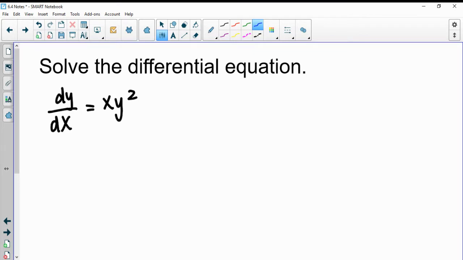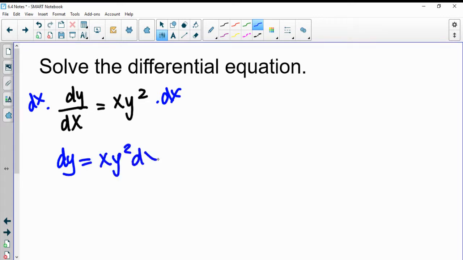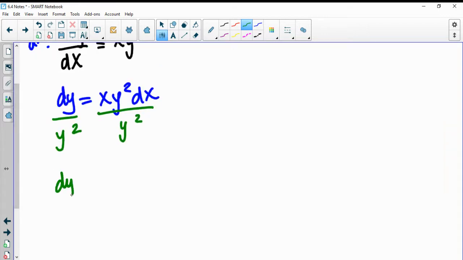Okay. So the first thing I'm going to do is multiply both sides by dx. So times dx, times dx. So now I have dy equals xy squared dx. And I want to move that y squared over, so now I'm going to divide by y squared. So I got dy over y squared equals x dx.